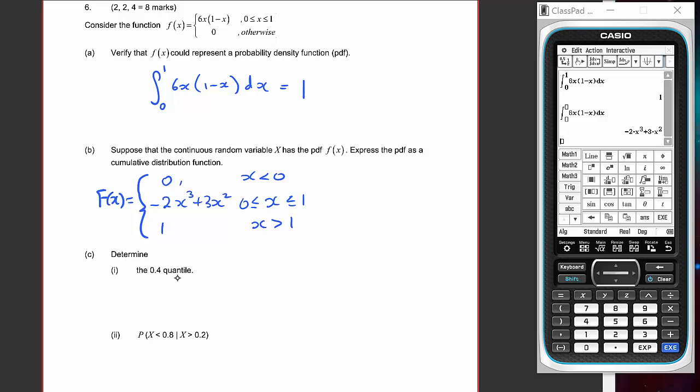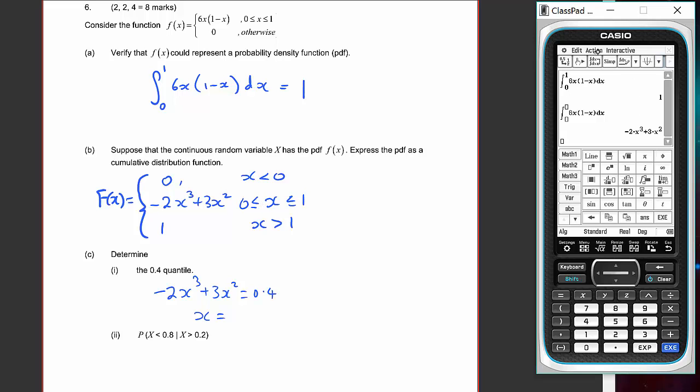We now want to determine the 0.4 quantile. Now that's the point at which we have 40% of the data below that. So what we could do there is just solve negative 2x cubed plus 3x squared is equal to 0.4, and that should give us the value. At least it might give us more than one value because it's a cubic equation, but we'll want the value that's between 0 and 1.